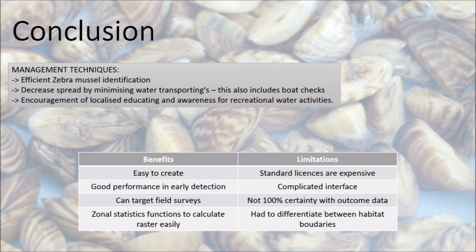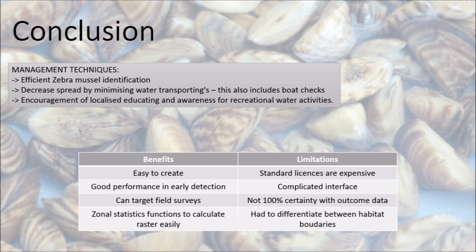Some introduced management techniques are zebra mussel identification, minimising water transport to decrease the spread, such as boat checks, and encouragement of localised education and awareness for recreational water activities.